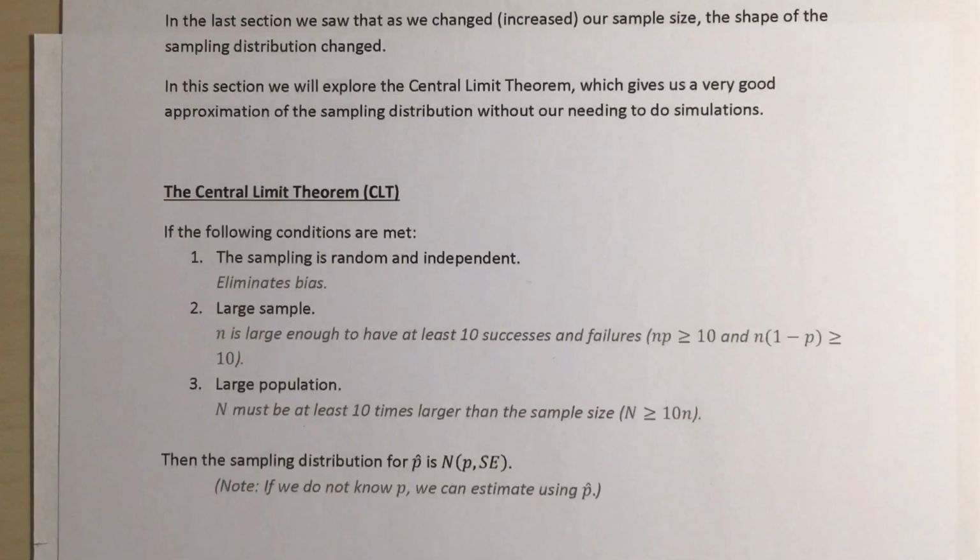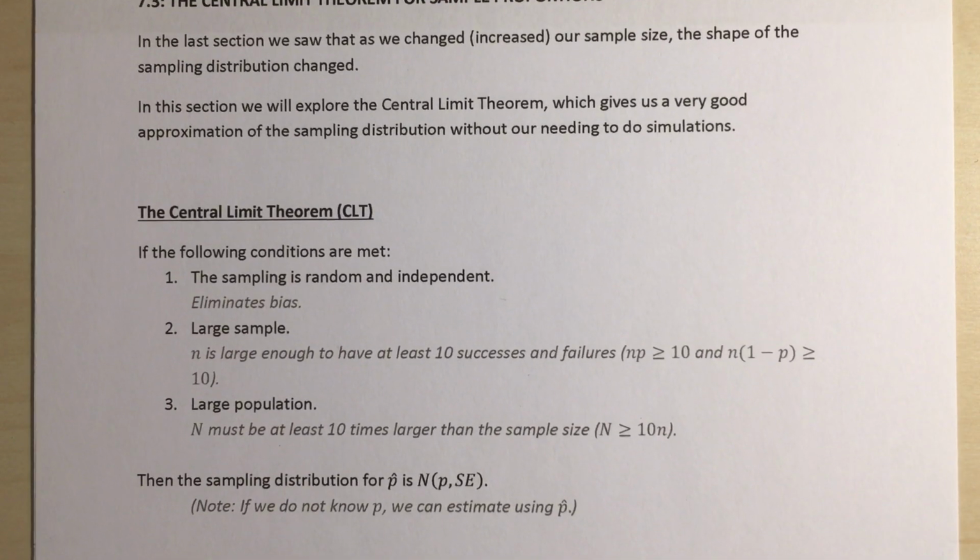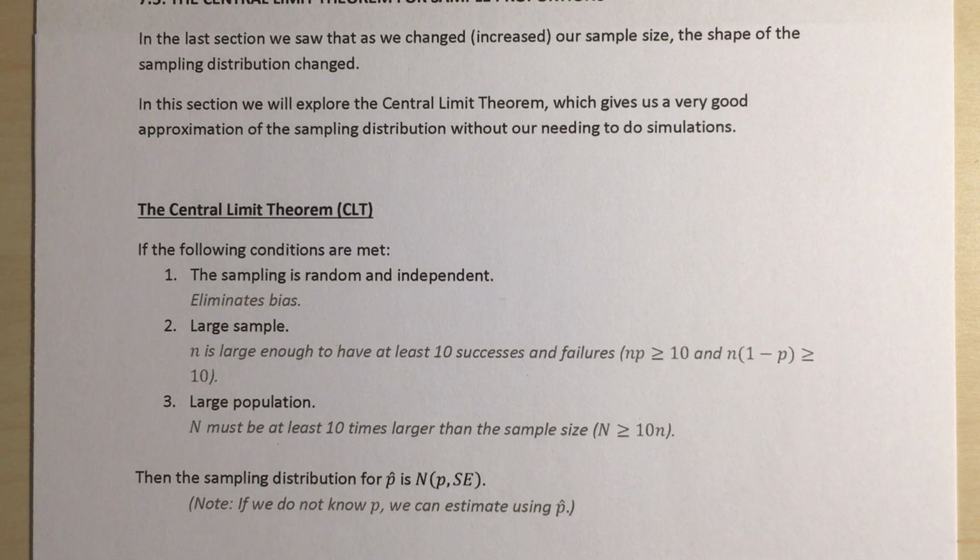As we're going through our central limit theorem problems, we're going to have three conditions that need to be met. Condition 1: the sampling is random and independent. This has to be true in order to eliminate bias. In the last section, we did a lot of examples where we subtracted and found the difference to show that there was no bias. In this case, if our sampling is random and independent, we're not necessarily going to show that that subtraction is 0. We're going to say that it eliminates the bias.